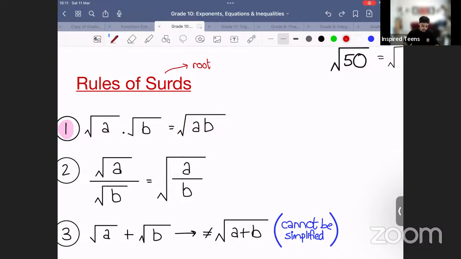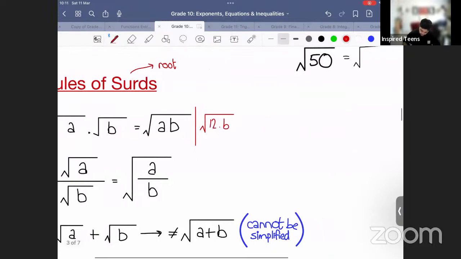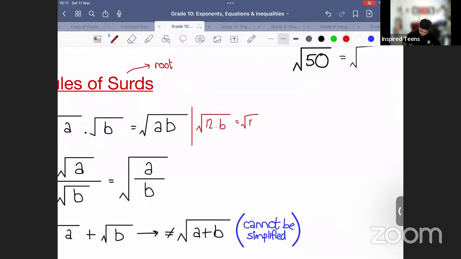Now, when I have root A times root B, I can write it all under one root as root A times B. So similarly, working backwards, if I had root 12 times B, I could simplify this as root 12 times root B.